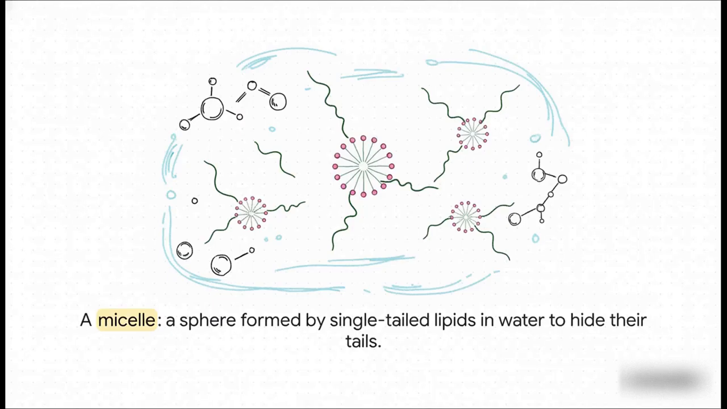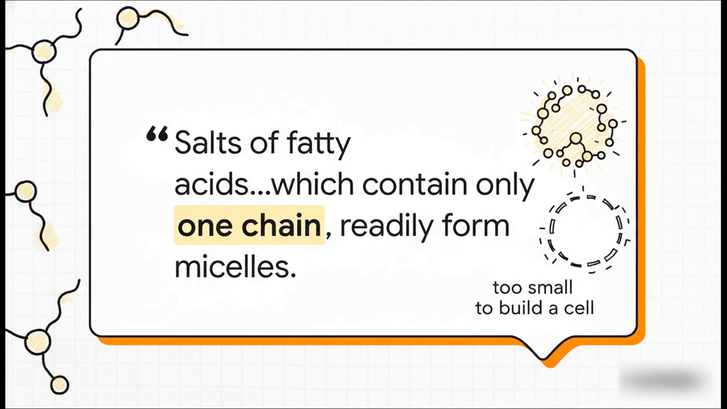So let's think about the geometry. What happens if your lipid molecule only has one of those water-hating tails? Well, when you throw a bunch of them in water, they do something really cool. They spontaneously form these little spheres called micelles. All the water-loving heads point out towards the water, while the single tails all huddle together on the inside, hiding. And this is exactly how soap works, by the way. Those single-chain molecules are perfectly shaped to form these little micelles that trap grease.